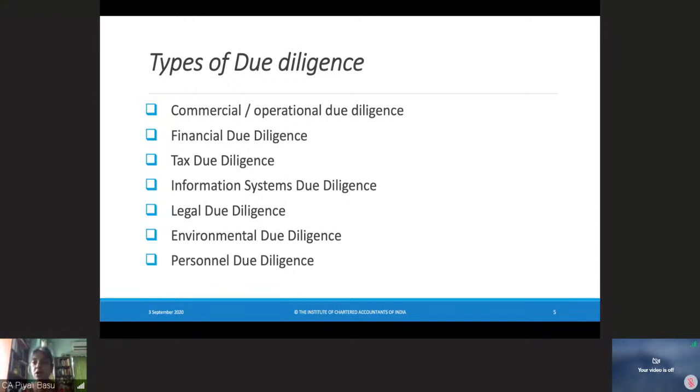We need to look into the contract which this company has with the foreign manufacturer who has supplied the plant and machinery, and who maintains it. We need to look into who maintains it, because plant and machinery needs to be maintained at least once a year.